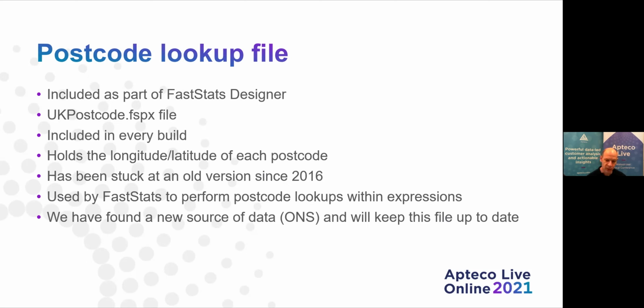The Office for National Statistics now provides a decent source of this data, and they keep that data up to date. And we will endeavour to keep this UK postcode FSPX file up to date with FastStats Designer as well. So before each release that we do, we will go and update this file. Especially as this file is now about 5 years old, you'll probably find that some of your postcodes aren't matching in your various expressions. And when you get to the 2021 Q4 release with this updated file, those postcodes will then match, and you'll get the correct longitude and latitude rather than not being able to match it.